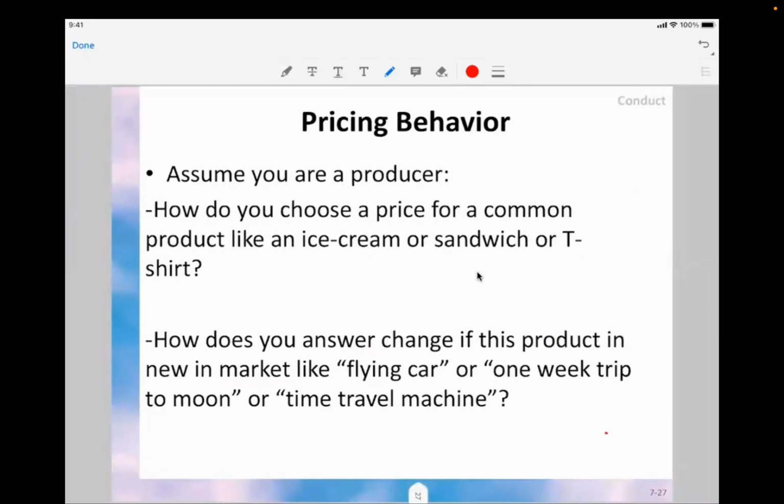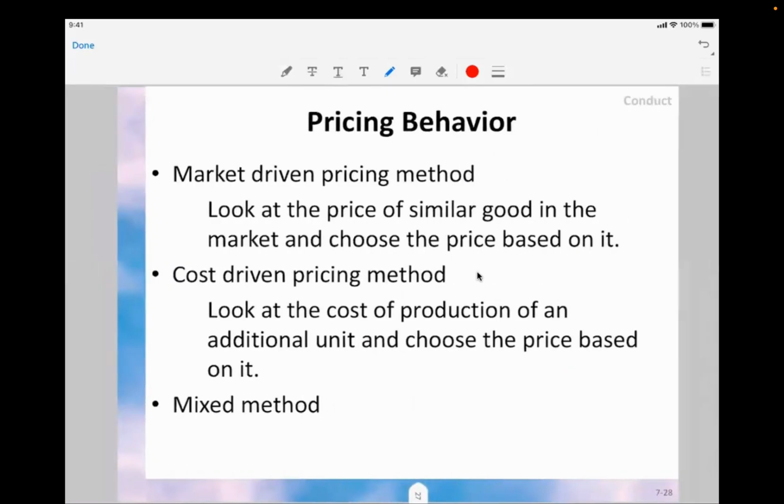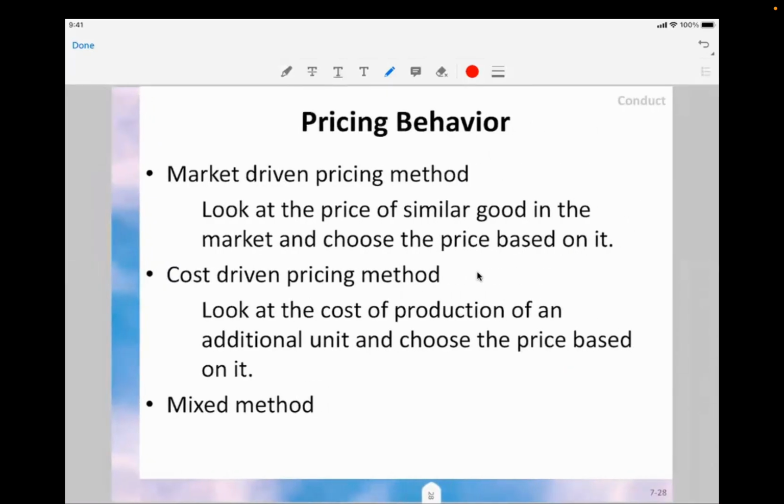Assume you are a producer. How do you choose the price for a common product like, let's say, an ice cream or a sandwich or a t-shirt? How does your answer change if this product is a very new product in the market, like a flying car or a one-way trip to the moon or a time machine, something completely crazy, but you have that product available? How do you set the price for that? So in general, we have a market-driven pricing method, a cost-driven pricing method, or a mix of both.